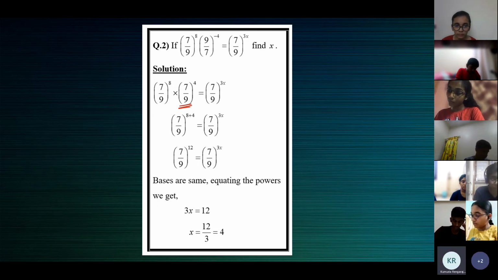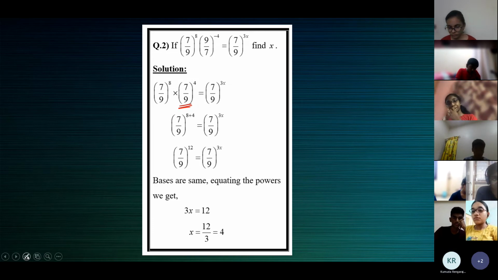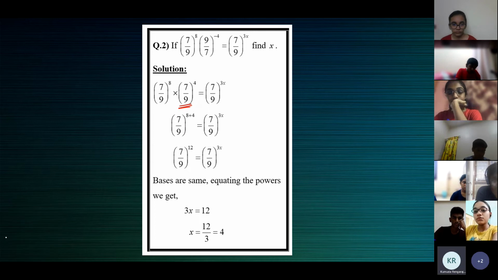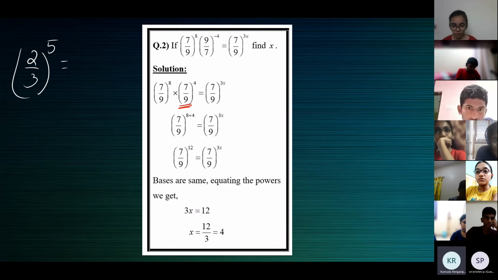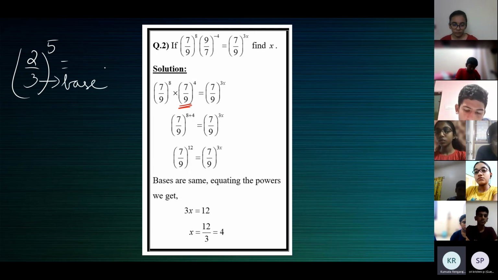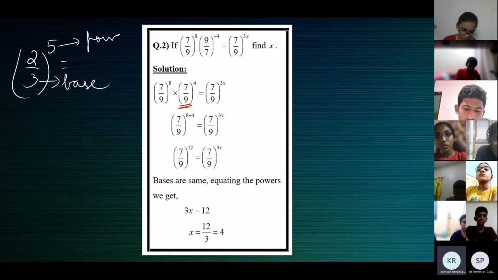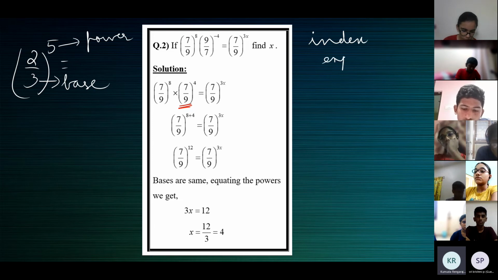All right. So now we need to understand how to write the equivalent of an exponential expression. So see here. Now supposing I have (2/3)^5. Now remember these two lines. An exponential form has two aspects. One is the base, and the other is the power. The power is also called the index. It's also called the exponent.